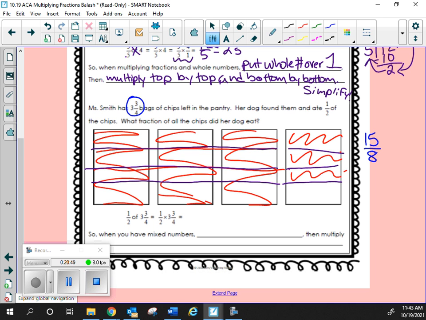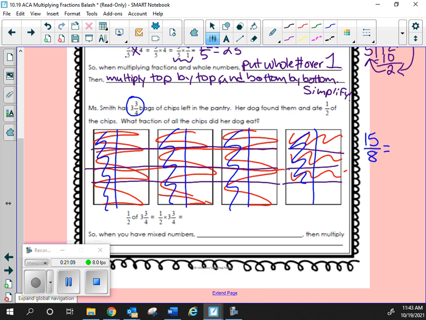Now again, the dog is coming to eat half of them, so it's gonna eat half of this bag, half of this bag, half of this bag, and then half of this bag. So in doing that, I made my pieces 8 pieces per bag, and I ate 15 out of the 8.